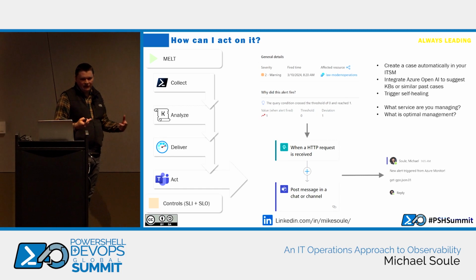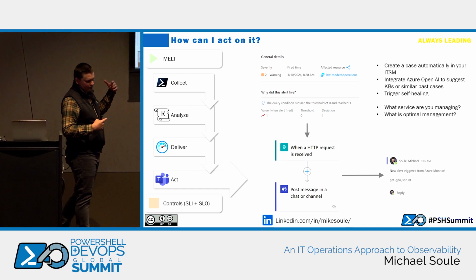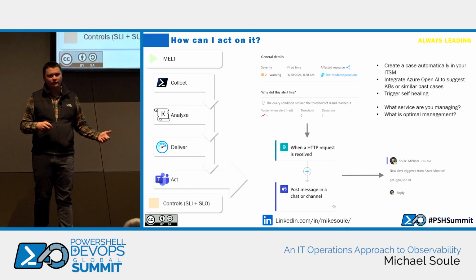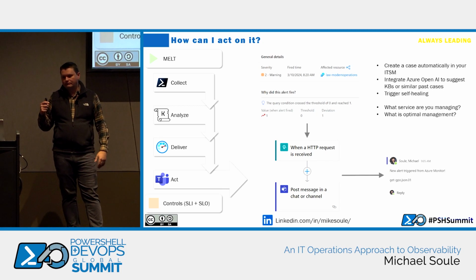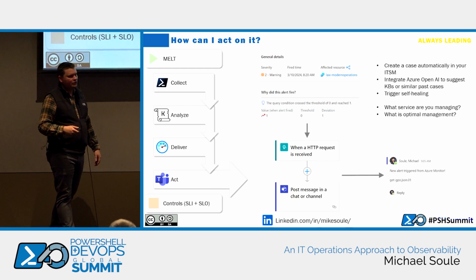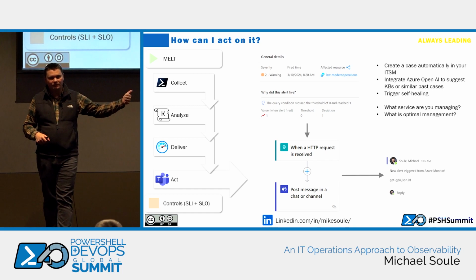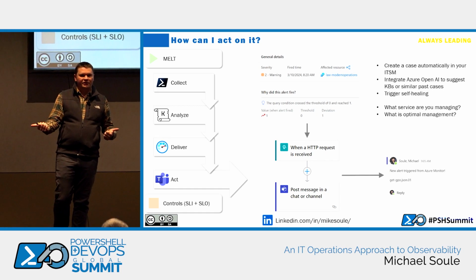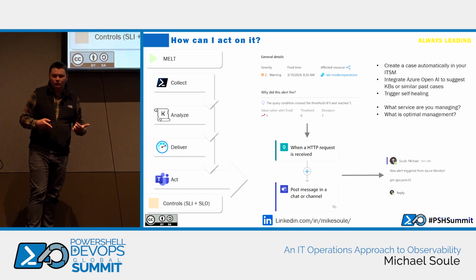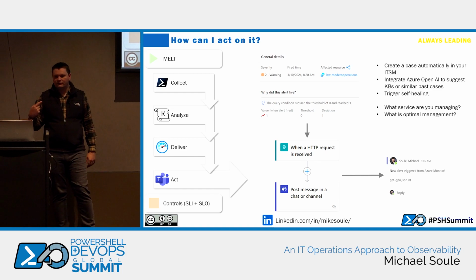So other examples of acting on this: you may create your cases automatically. I heard someone talking about this earlier, that they use their ticket management software and automatically trigger tickets. So even though they send a Slack message about an incident, they still automatically create the ticket and assign it. You're able to do a lot of integrations with these services that have APIs very seamlessly.